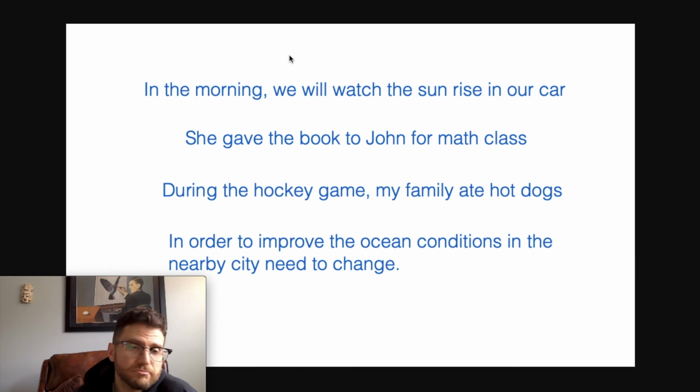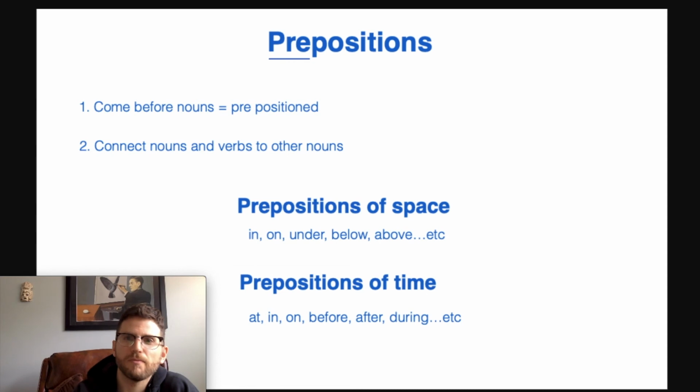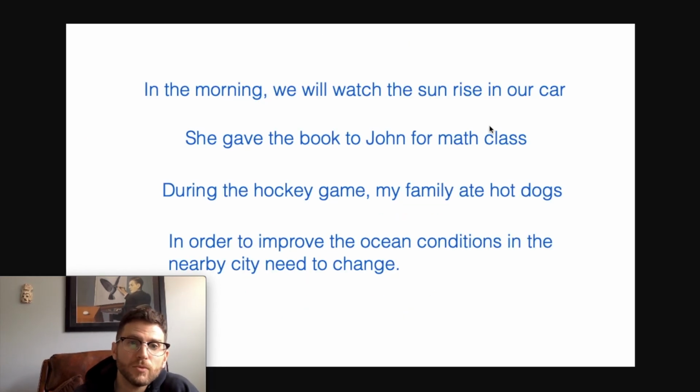Remember we said prepositions are pre-positioned. Is there anything before "she"? No, it's the beginning of the sentence. But what about "book"? I've got something before "book," but it's "gave." "Gave" is a verb, so not a preposition. What about "John"? I've got "to." Okay, "to John," that's one of my prepositional phrases. And then for "math class," I've got "for math class." So I've got two prepositional phrases, "to John" and "for math class."